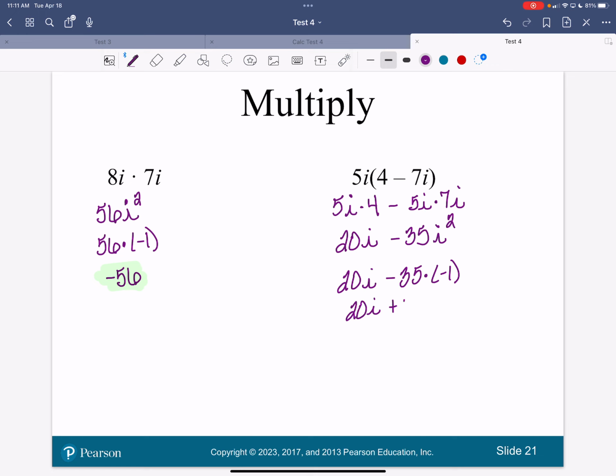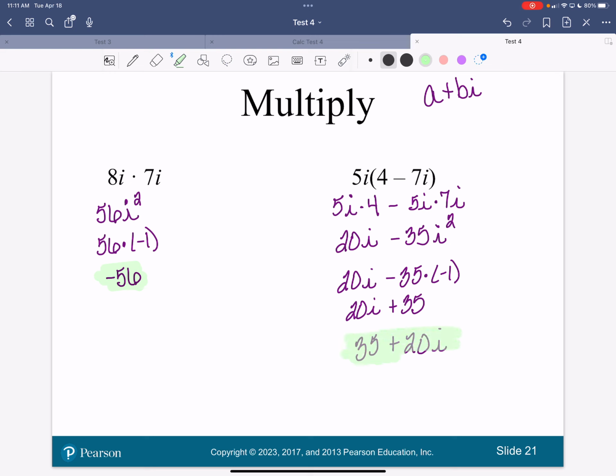Good, positive 35. Okay? Now, a plus bi is standard form for a complex number. So what's going to come first, the 20i or the 35? Good, so it's going to be 35 plus 20i. And that is my final answer right there.